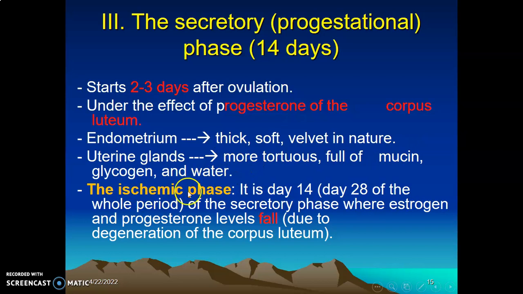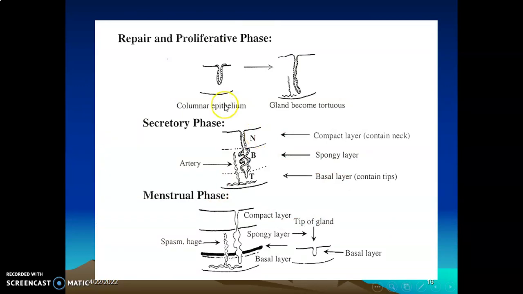After that, the ischemic phase can occur after 14 days, whereby if pregnancy does not occur, the corpus luteum degenerates to corpus albicans. So you have lower estrogen and progesterone levels, and because of that, the endometrium is not being supported, vessels will undergo spasm, so you get back to your ischemic phase. After that happens, you now start breaking. After the spasms, there's no blood supply, so there'll be sloughing and hemorrhage because of the breakdown of the endometrium due to lack of blood supply.